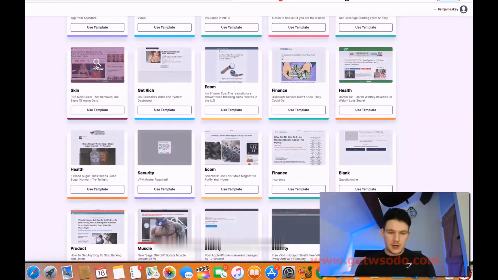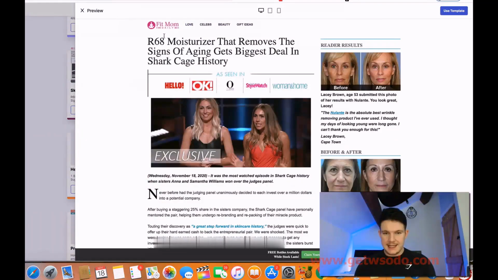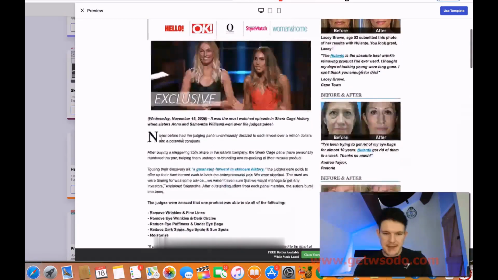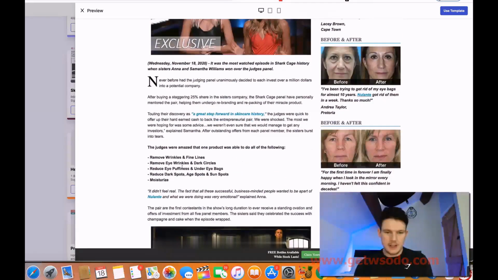So ones which work quite well, but you have to be a bit careful with these, are these ones here, which basically look like a news article, but it's implying that the product has got a deal on a TV show. And this says, this moisturizer gets biggest deal in Shark Cage history. Now the reason they call it Shark Cage is because it's a play on Shark Tank or Dragon's Den, and they've created their own because most of the native ad networks don't actually allow you to mention TV shows in your story. So they've just gone with this Shark Cage, and it's implying that it got a big investment and it's a great product.